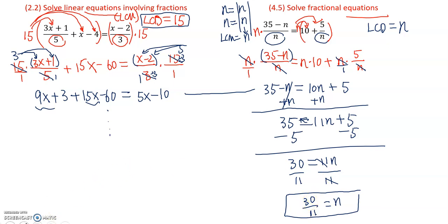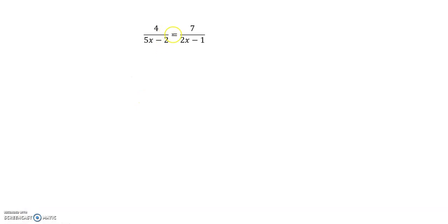Now let's look at another example. So again, this is a fractional equation. The denominators contain variables. We can solve it the same way as we did before, but this one also has a different solution. So let's do two solutions here.